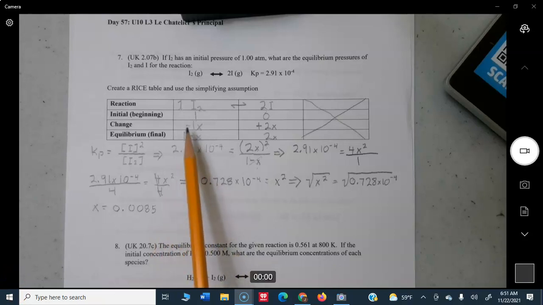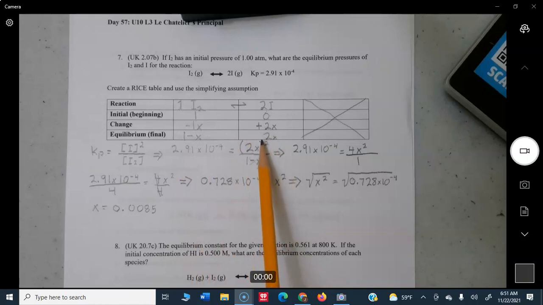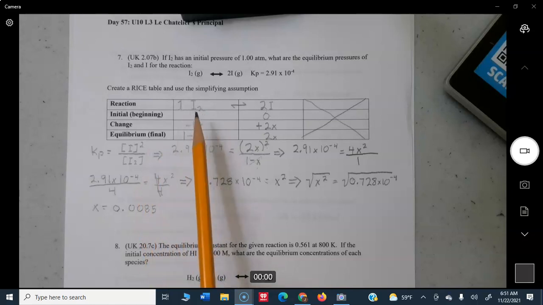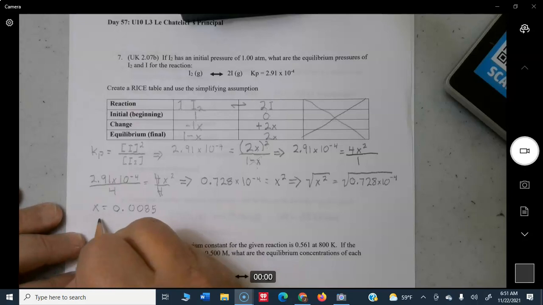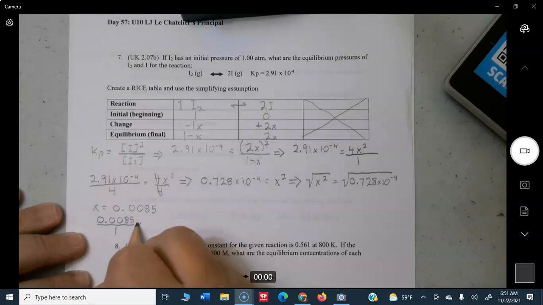That's not what we're looking for finally. We want to know what the concentration of I2 and 2I is. But before we plug it in, let's do our test to see if it's valid. It has to be less, 0.0085 has to be less than 5% of your initial concentration of 1. So you take the X value, and then you multiply by 100%. That's the initial concentration of 1.